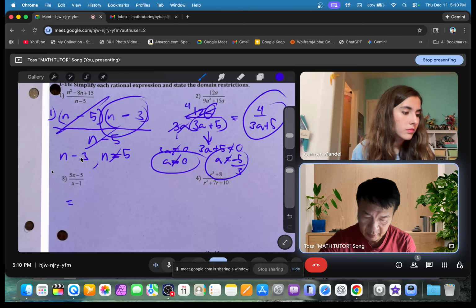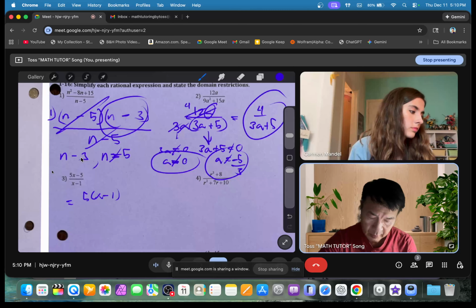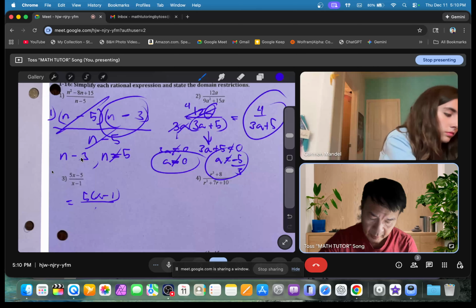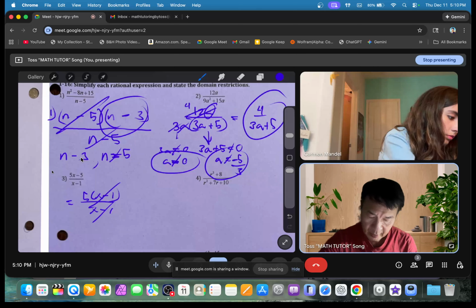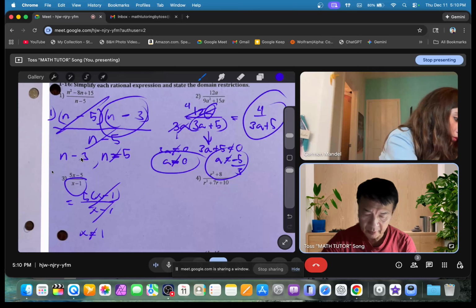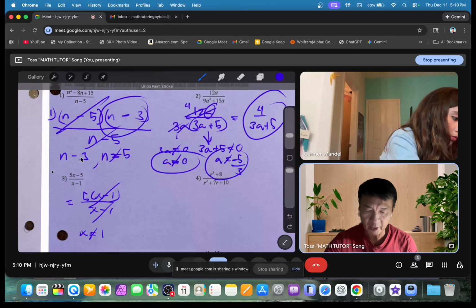I think this is pretty easy. Just 5x minus 1, factor the GCF, and then you've got x minus 1. And you cancel that. And then you do, hey, domain x cannot be 1 because you set this not equal to 0. Is that okay? Like opposite.